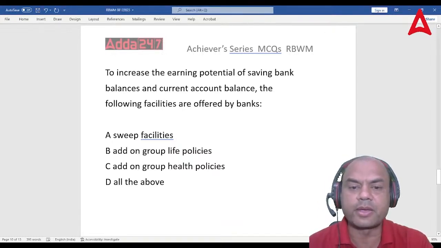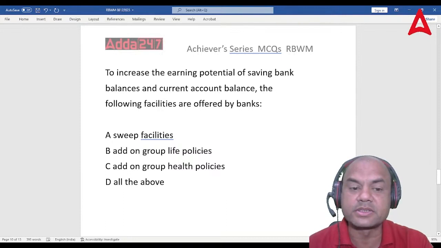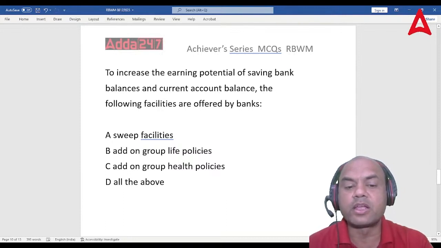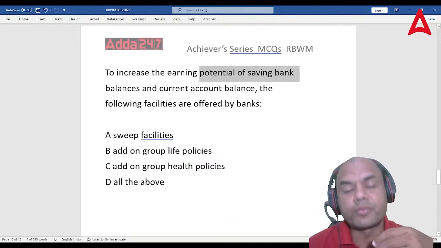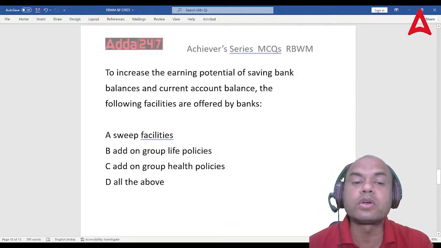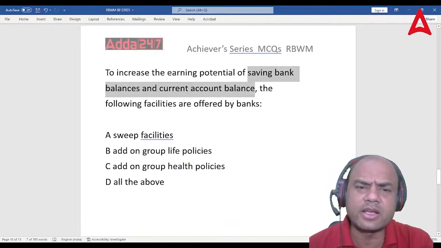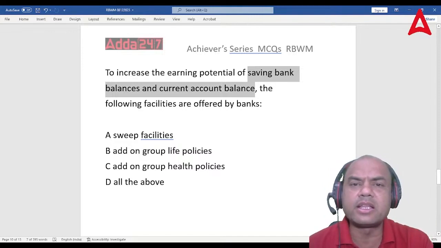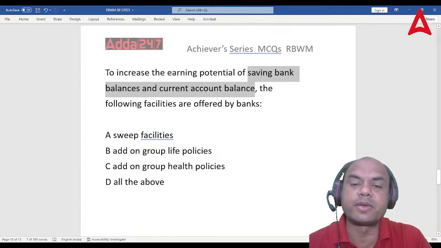Next one. To increase the earning potential of savings bank balances, the following facilities are offered by the banks. So what are the facilities? Sweep, add-on life policies, add-on group health policies, and all of the above. To increase the earning potential of savings bank account means what? If I have more balances in my savings bank, then I'll earn more. Why? Because savings bank is a low cost deposit, saving and current, both low cost deposit. Why? Because we don't give any interest on current. On saving, we give hardly 3.5 to 4%, right? So that's why we have to earn a lot on the savings bank account.